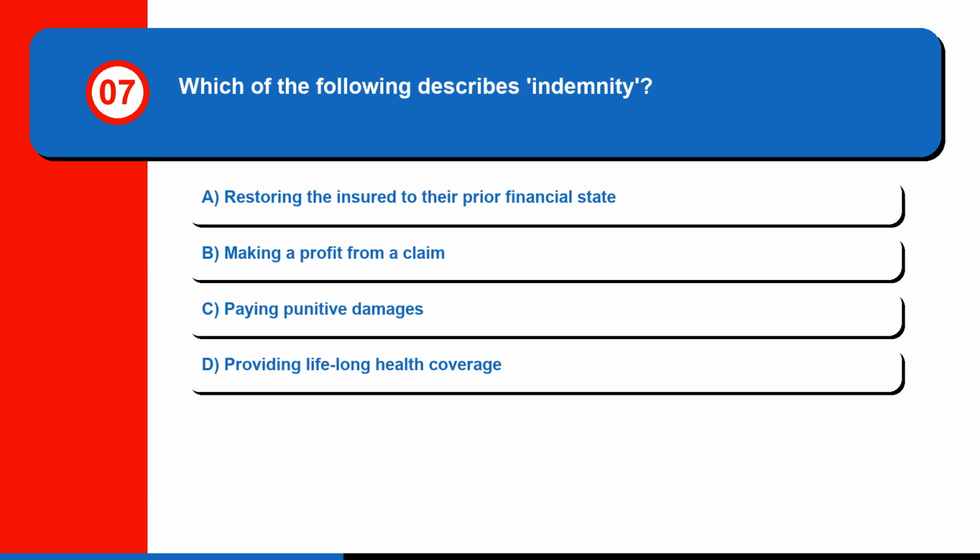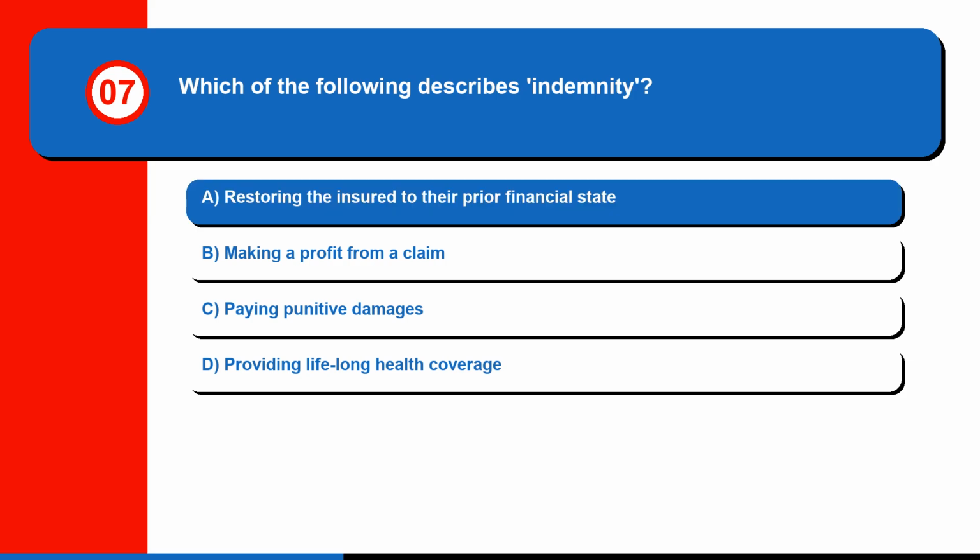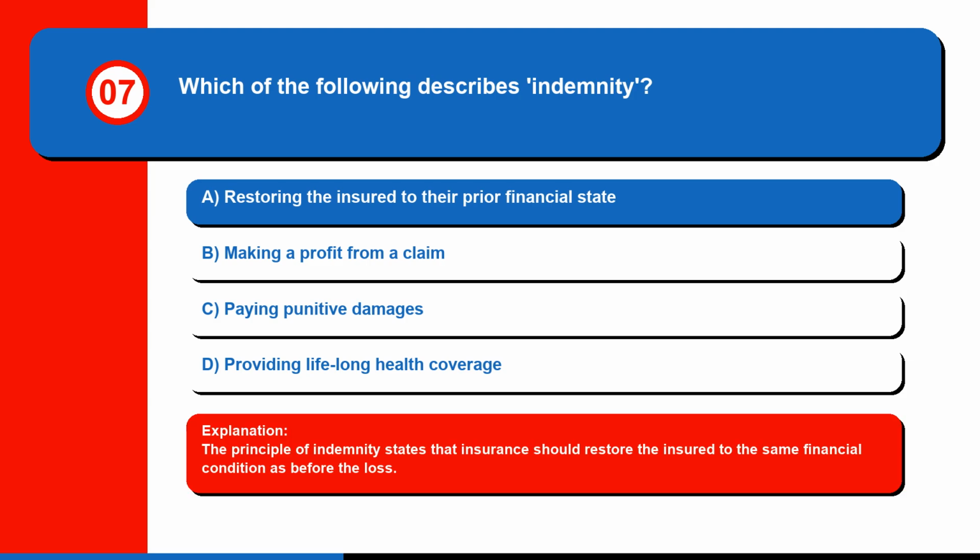Question 7. Which of the following describes indemnity? A. Restoring the insured to their prior financial state. B. Making a profit from a claim. C. Paying punitive damages. Or D. Providing lifelong health coverage. The correct answer is A. Restoring the insured to their prior financial state. The principle of indemnity states that insurance should restore the insured to the same financial condition as before the loss.